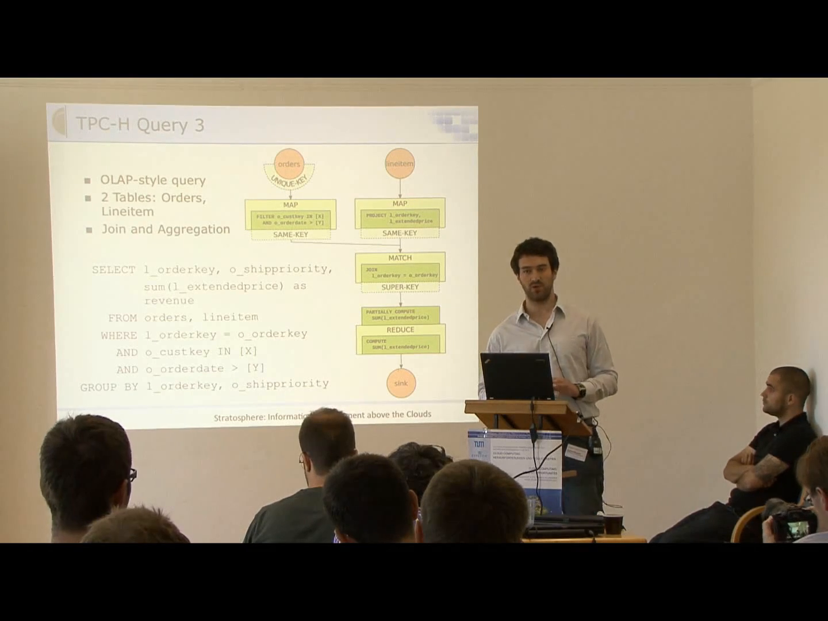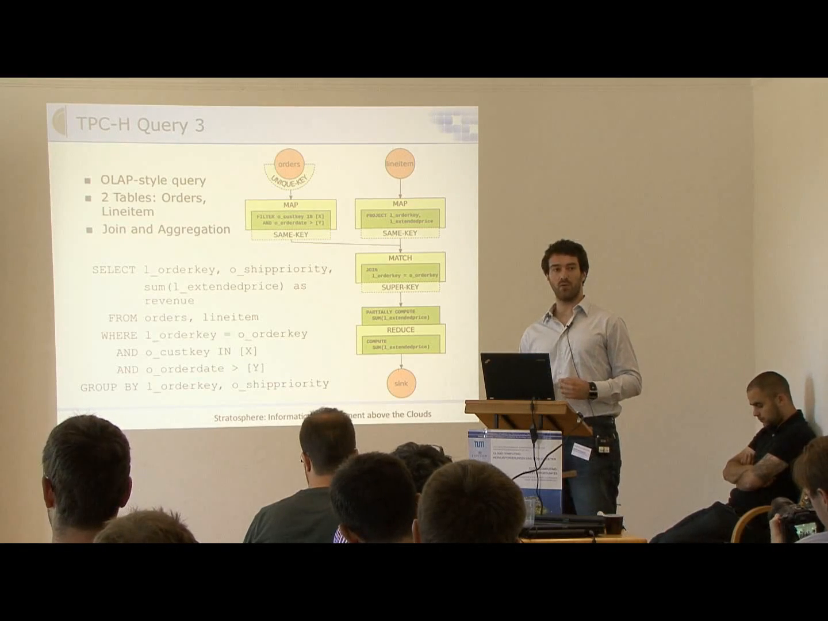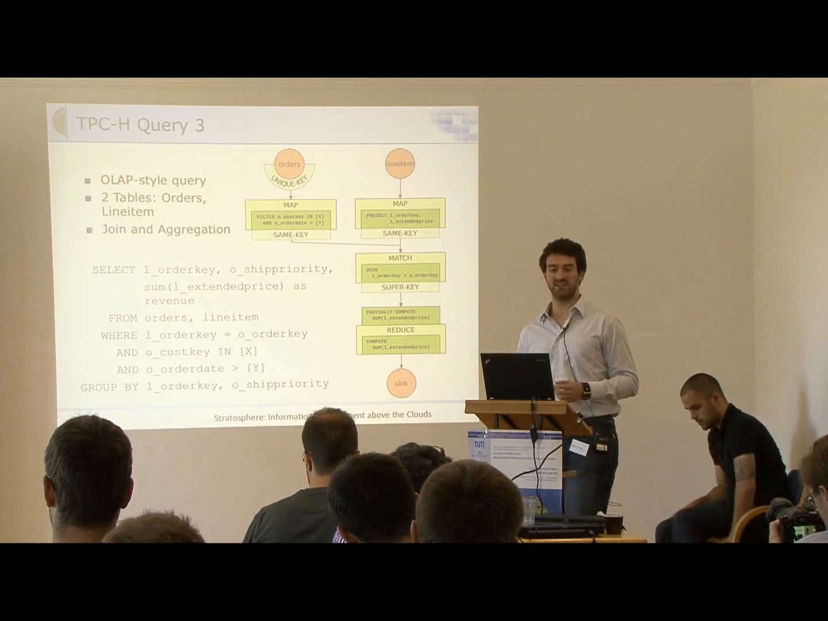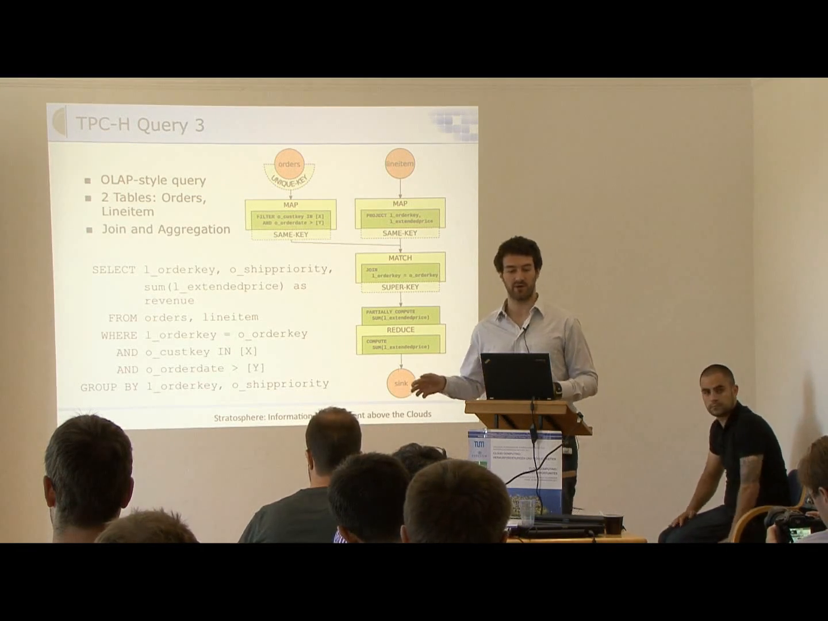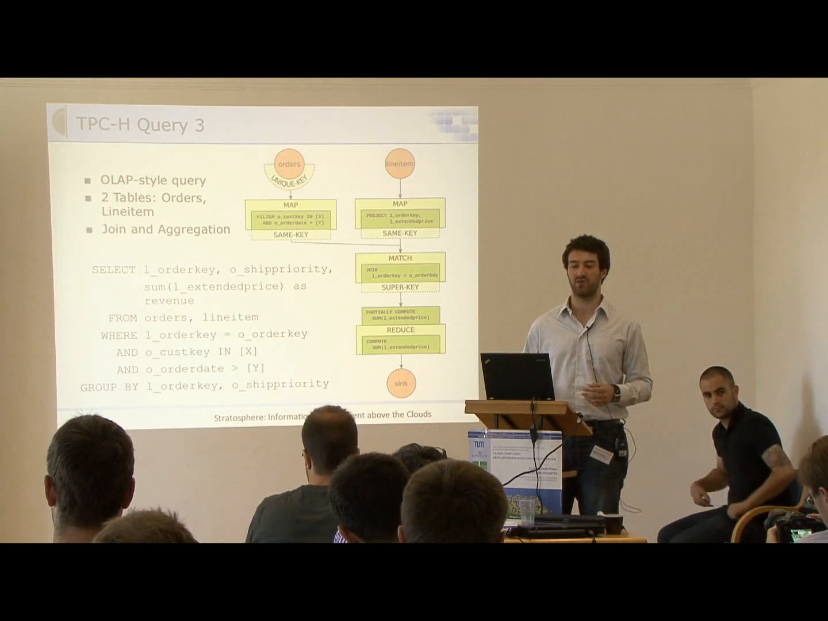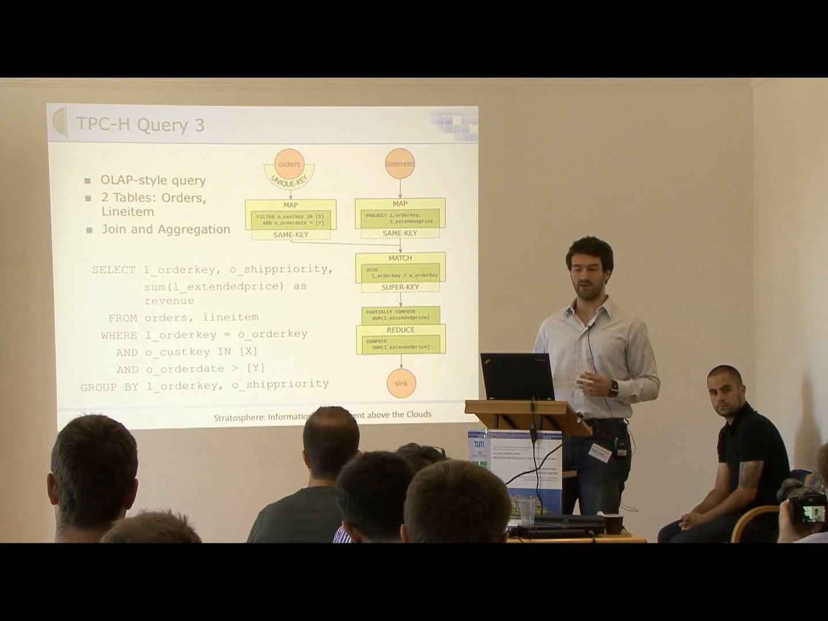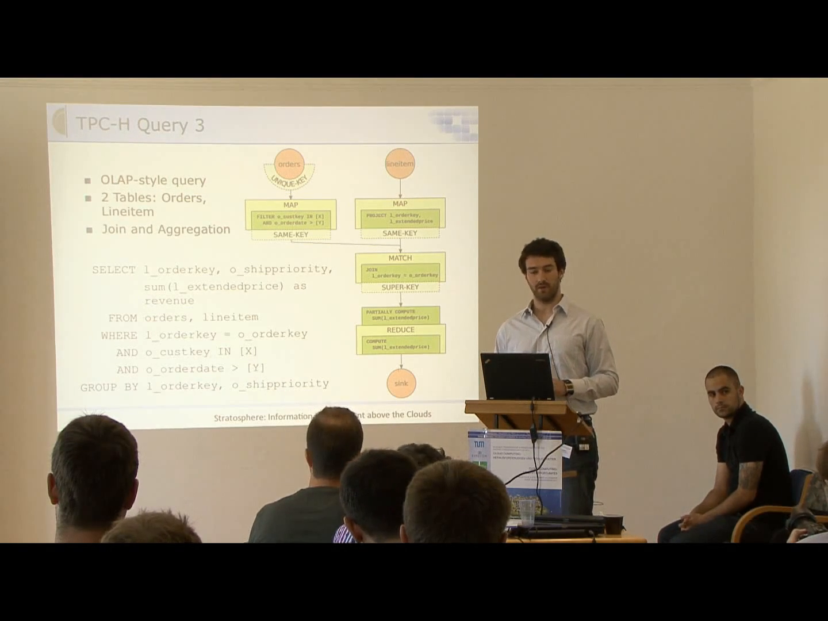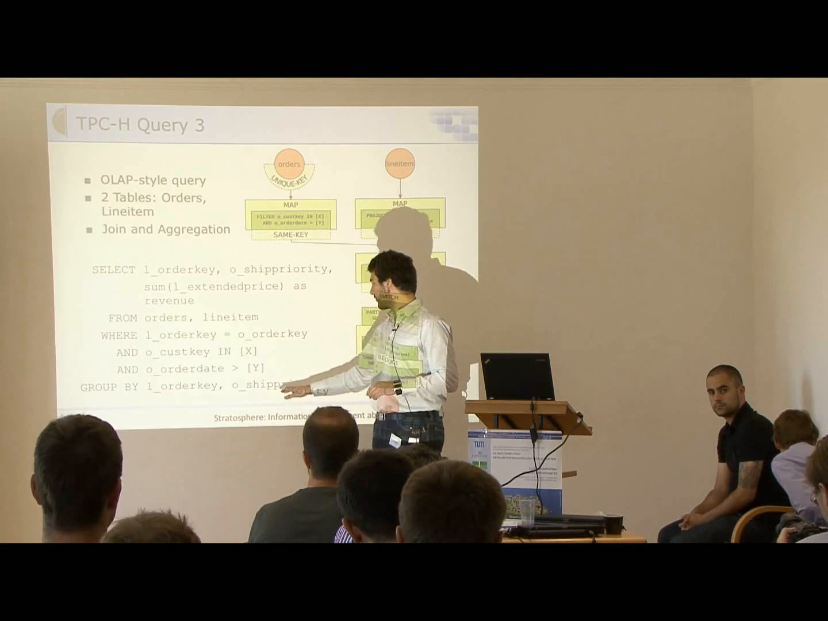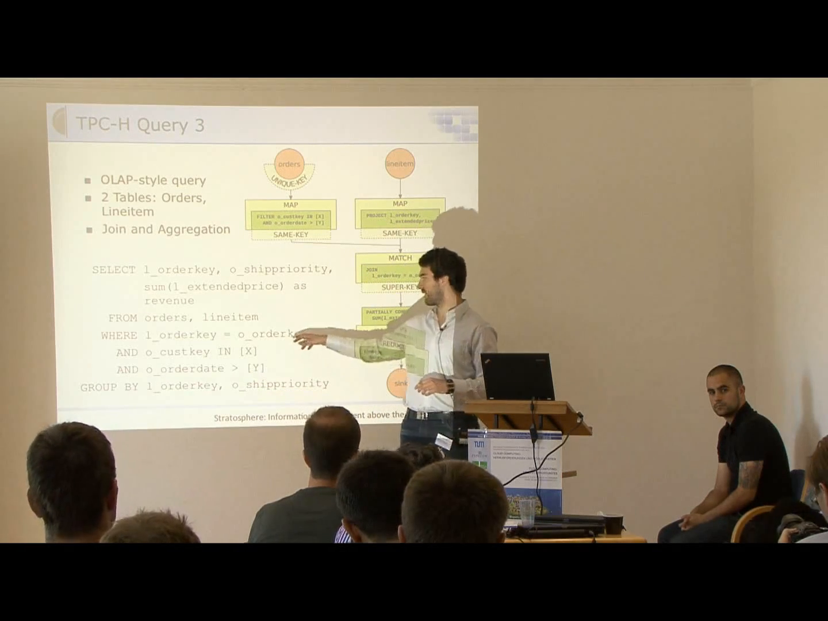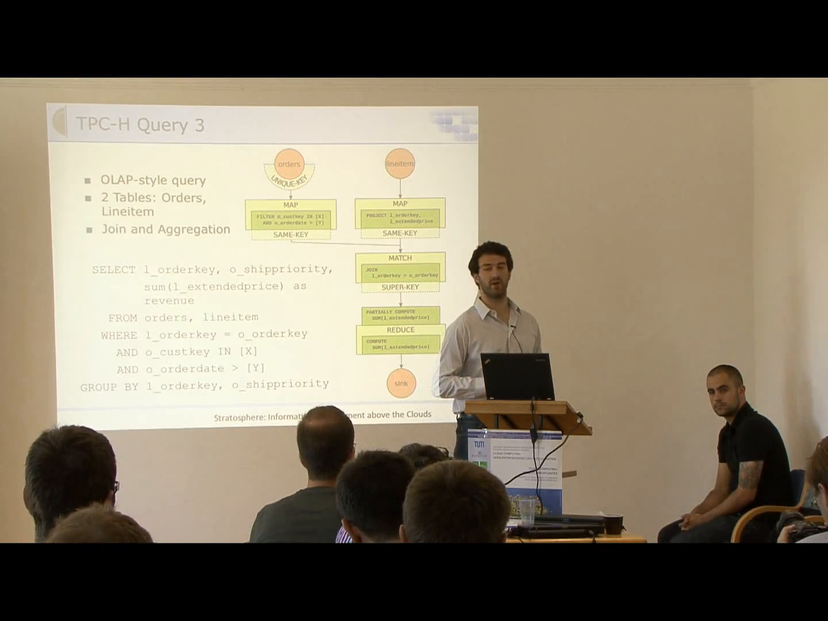I will shortly give you the SQL query. We have two tables, orders and line item. We do some filtering on the order side, a projection on the line item side, and then join those two together. In the end we have an aggregation: a sum over extended price grouped on the order key, which we are also joining, and additionally the shipping priority.